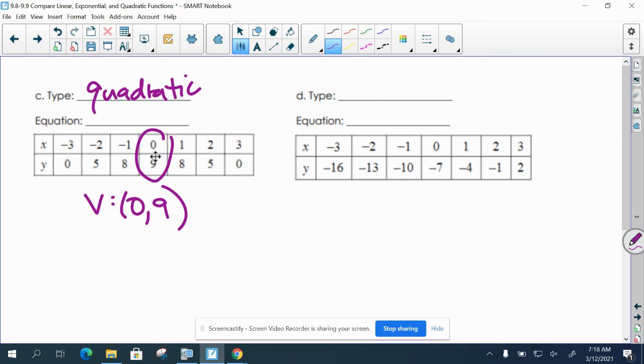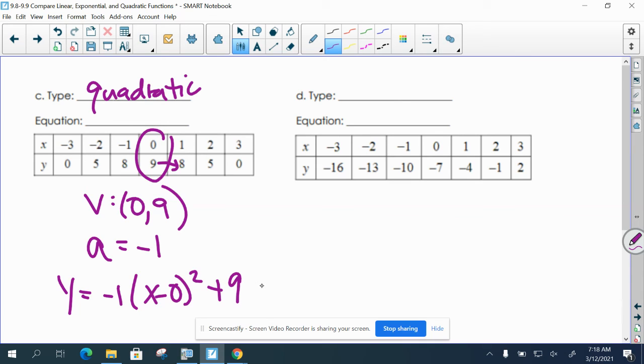And let's see, the slope 1 unit from the vertex, if it goes from 9 to 8, that means that the slope is -1. So then we can write it as y equals -1 times x minus 0 squared plus 9, and simplify this as y equals -x squared plus 9.